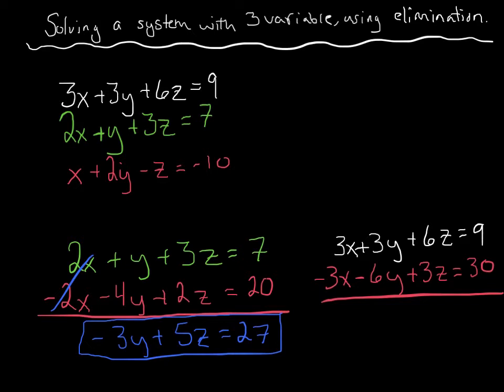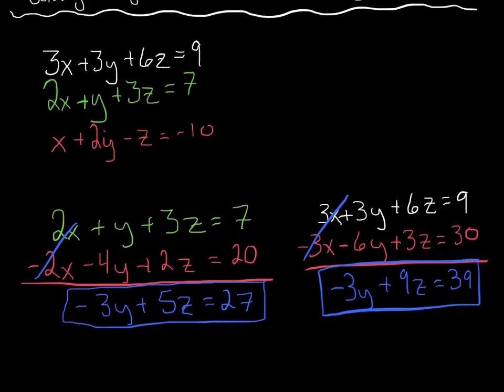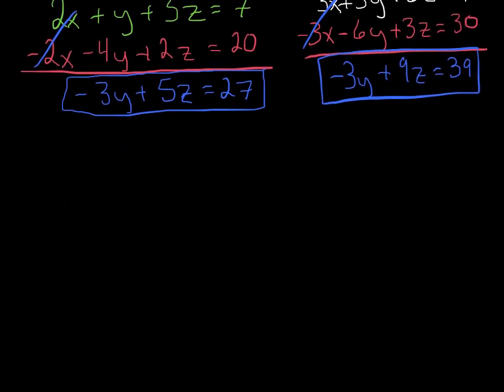And again, now I'm going to add these two equations together. Again, watch what happens with the x's. They're opposites, so they cancel out. I'm going to add the y's. I get negative 3y plus 9z is equal to 39. So there I have now two equations with two variables, y and z. So I can take these two equations and I'm going to go ahead and just write them down. So I'm going to write this one right here in the middle, so negative 3y plus 5z is equal to 27. But I'm going to do one other thing.